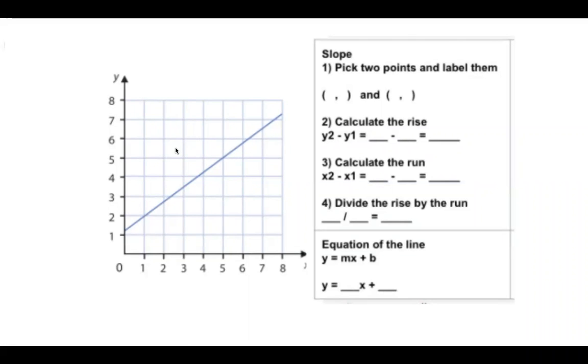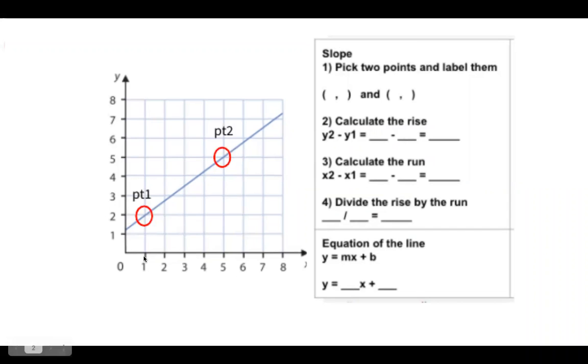Hello, physicists. So I'm going to go through how to use a slope solver to find the slope and then the equation of a line. So first of all, we have a graph here. And your first step, the slope solver tells you what to do, and it's pick 2 points and label them.